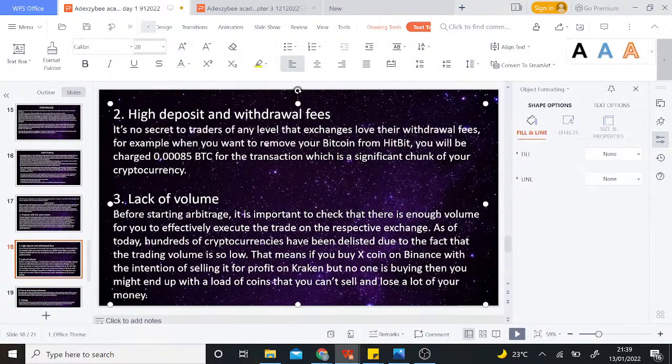If your profit is not much, this might even cover half of your profits. Do you understand? In fact, it can even cover all your profits, but at the end of the day, you see that you will not be making any profit.